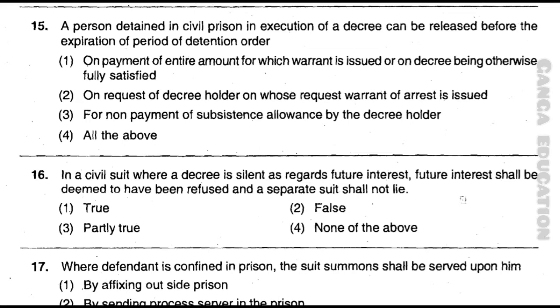Option number 3, for non-payment of subsistence allowance by the decree holder. Option number 4, all the above. And the correct answer is option number 4, all the above.